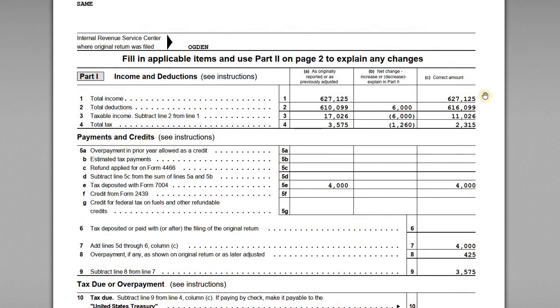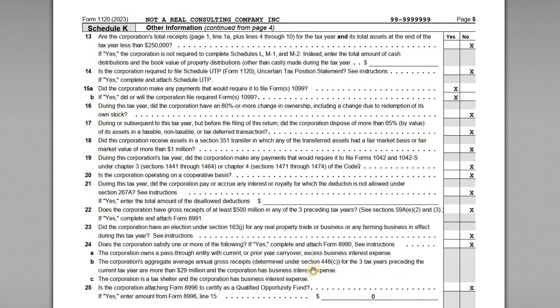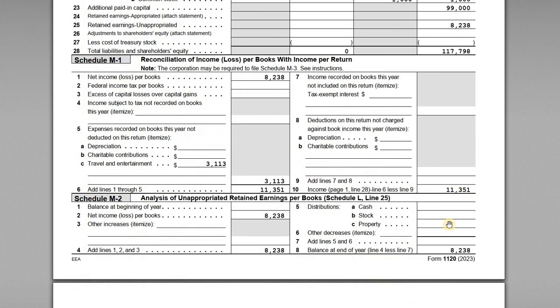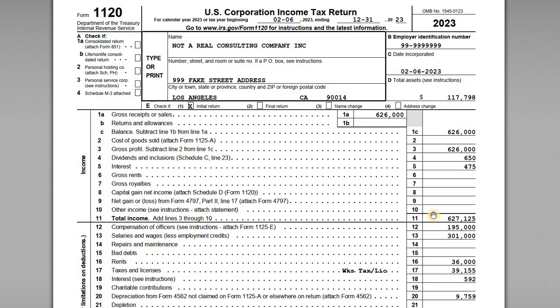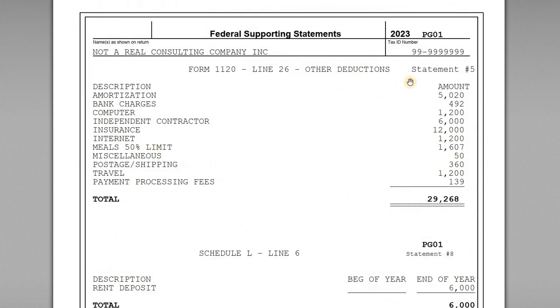Now we look at what had to be corrected. So the corrected amounts, if we look at the tax return here, the changes we made. Starting with M2, we did remove that cash distribution because it was not a dividend distribution. Instead, that amount was reported up on page 1 on line 26. We've added the $6,000 to that other deduction amount, and that is reflected on the supplementary statement here. We can see we've got independent contractor payments, $6,000.